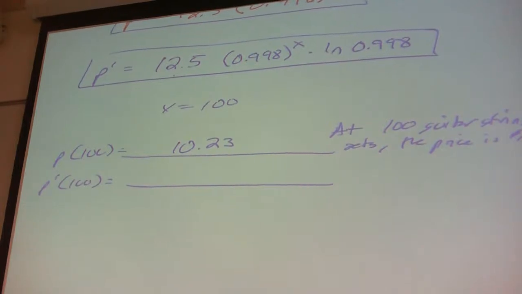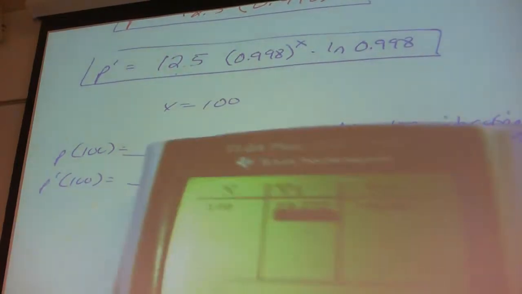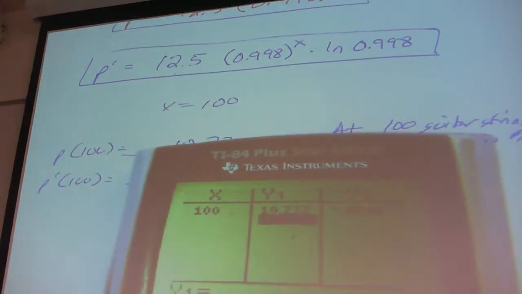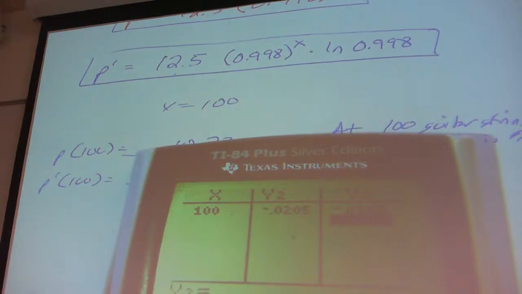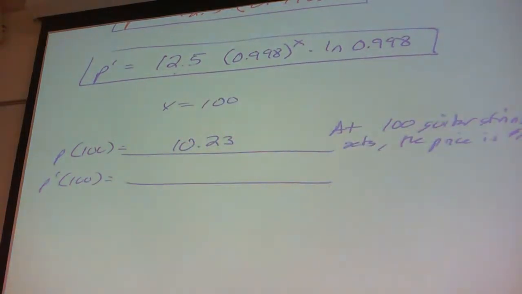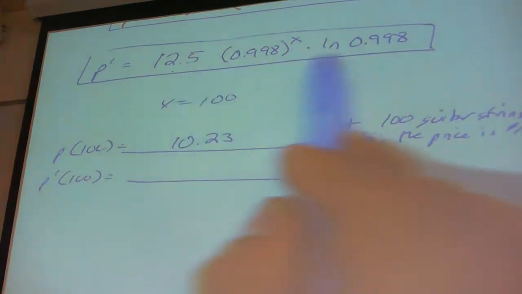At 100 guitar string sets, the price is $10.23. Now, how do I check if my derivative is correct? Which one should match? Y2 and Y3. Do they match? Yep. Question. Would you put a what? Oh, sure. So Y2 is this one.